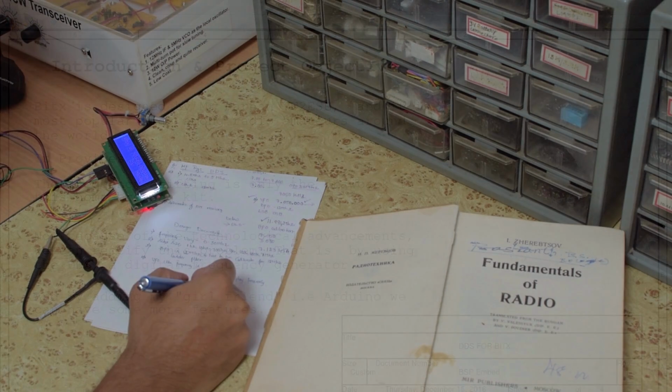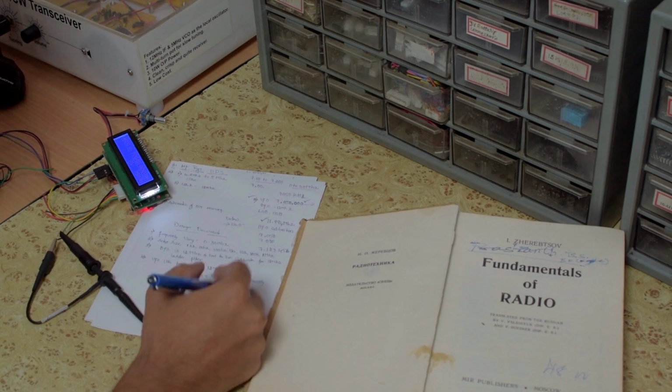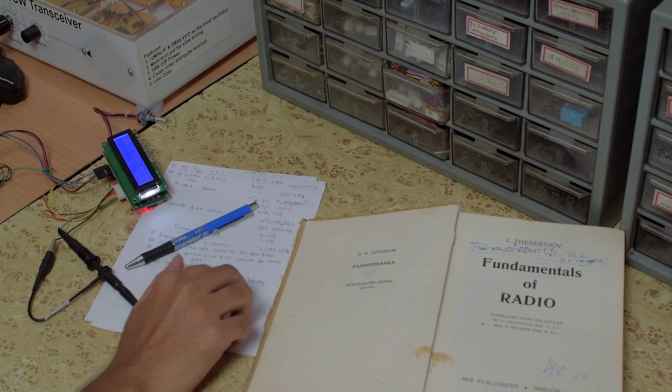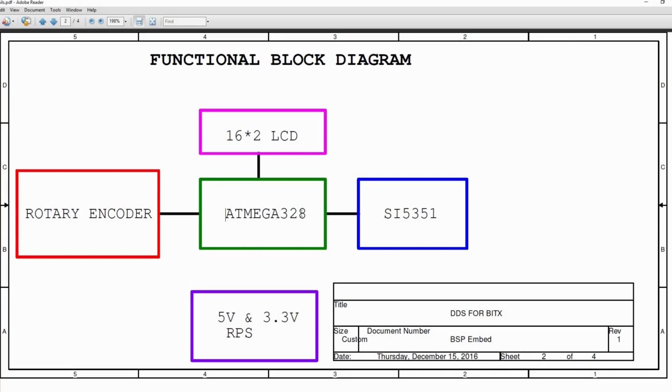Here is the solution. The combination of an Arduino and a DDS provides a stable digital frequency and other enhancements. Let us see the functional block diagram. It consists of a microcontroller, a rotary encoder to vary a VFO frequency, a 16x2 character LCD, and SI5351 DDS. The output of the DDS is connected to the Bitx.